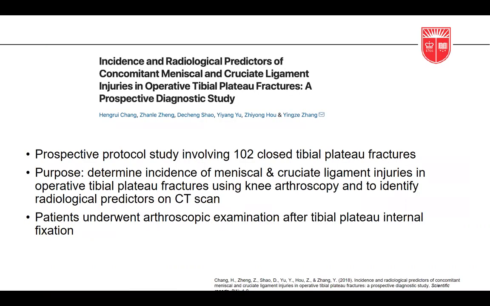This last study from 2018 was a prospective study that also investigated meniscal and cruciate ligament injuries associated with tibial plateau fractures. The purpose was also to identify radiologic predictors on CT scan, and all patients enrolled in this study underwent arthroscopic exam after tibial plateau internal fixation.